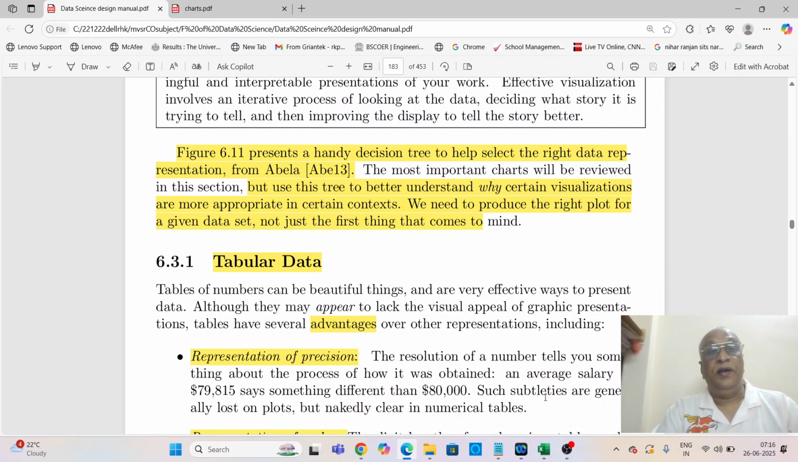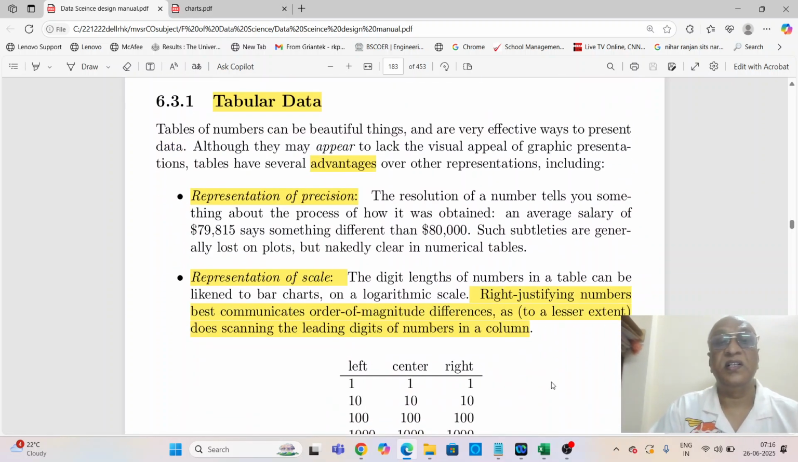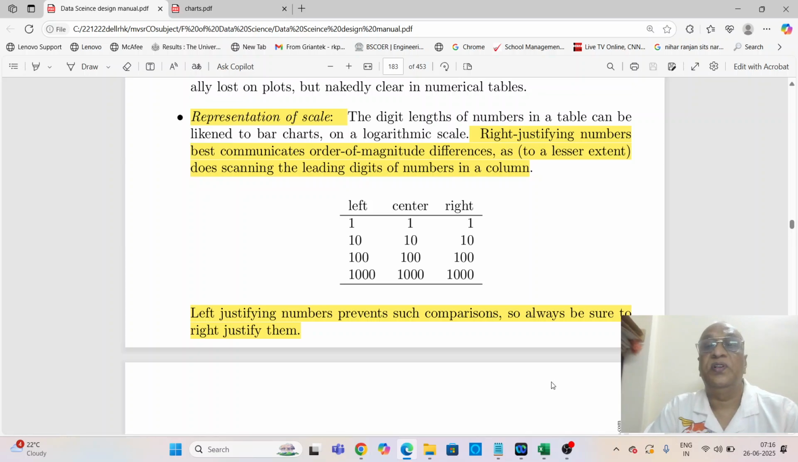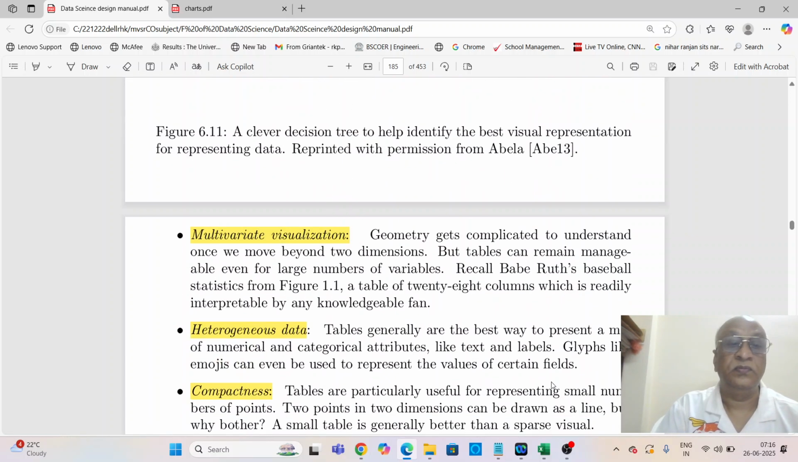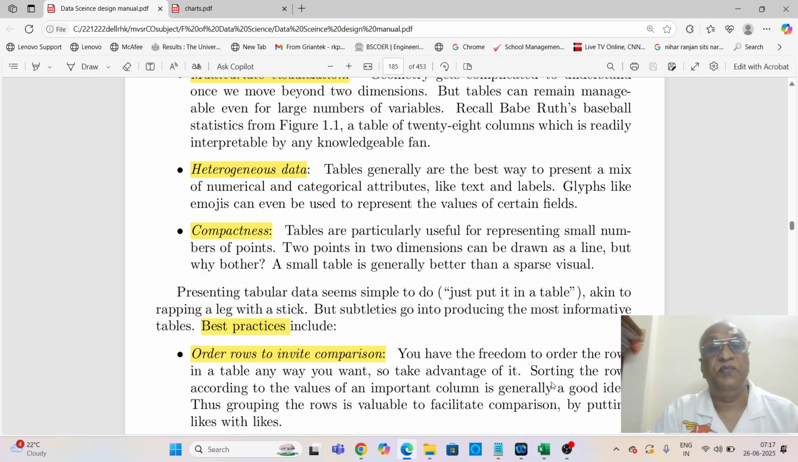But visualization through charts can start with tabular data also. What are the advantages of tabular data? Precision representation is possible, scale representation is possible, and suppose we right justify the numbers, which will communicate the order of magnitude difference better. A multivariate visualization is possible. Heterogeneous data can be shown, and compactness can be brought.